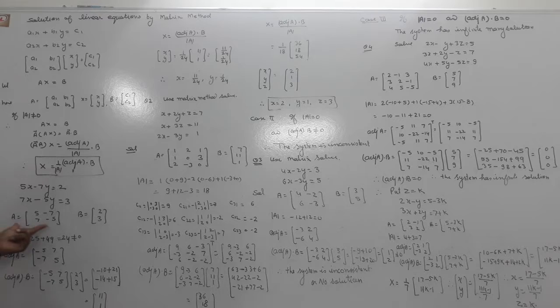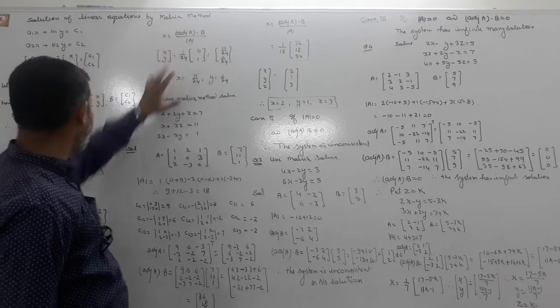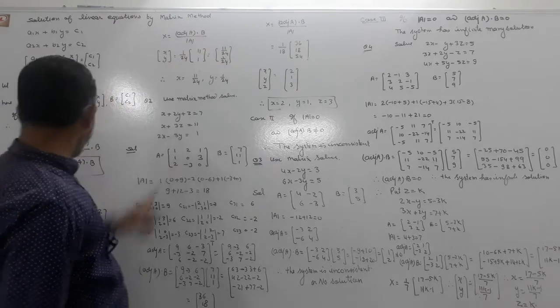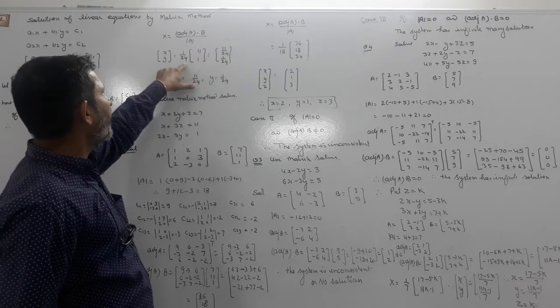And then, how can we find the adjoint of a 2 by 2 matrix? Interchange the diagonal elements and change the sign of the non-diagonal elements. After this, we find adjoint of A into B. Adjoint of A is this and B is this. Multiply these two, then we get the column matrix whose elements are 11 and 1. So what is the formula? X equals adjoint of A into B divided by the determinant. X is the matrix of variables. So it is 1 by 24 times adjoint of A into B, which is 11 and 1, so 11 divided by 24 and 1 divided by 24.